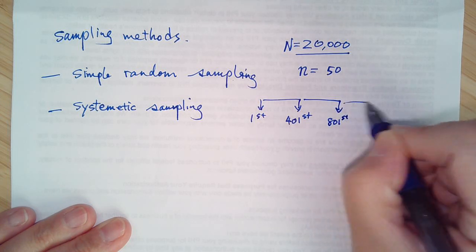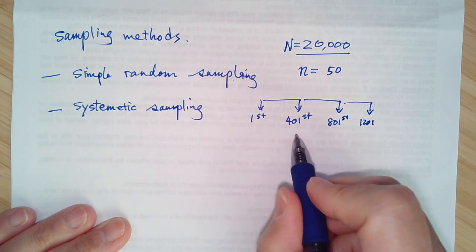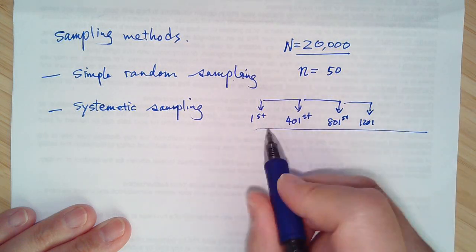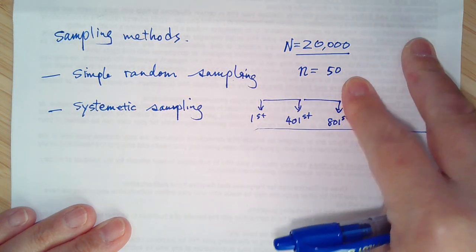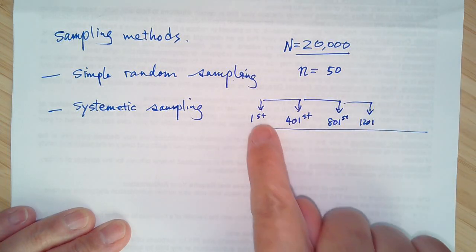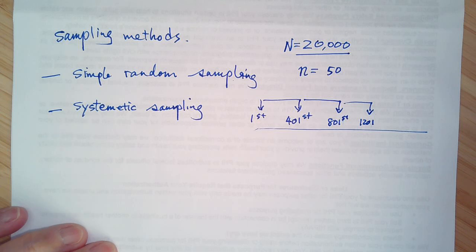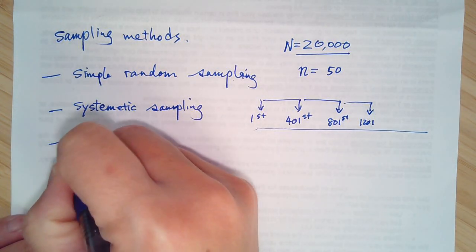Okay, so did you see what I'm doing? I choose the first, I choose the 401st, I choose the 801st. So I am choosing one basically out of every 400. So at the end, I'm going to have 50 out of this 20,000. This is a systematic way to choose. Okay? And the next one is called convenience sampling.